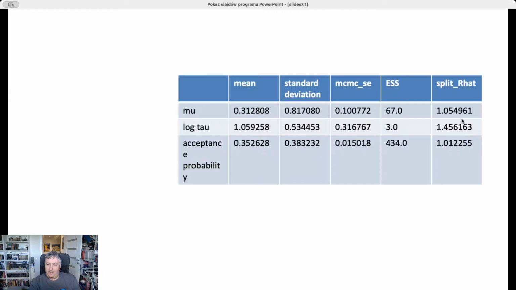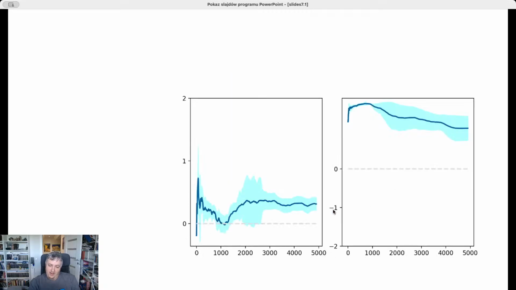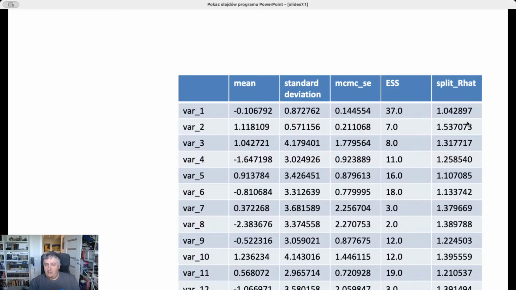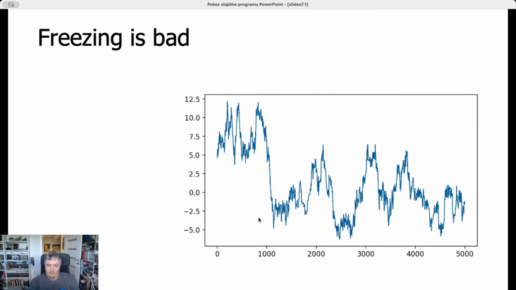However, we can see that our R hats are rather large, especially R hat for log tau, because our estimators are not taking the proper values. They are not estimating the areas they should go to. They drift, because the complicated geometry tends towards biases in the estimation. The chains are getting stuck in certain areas.